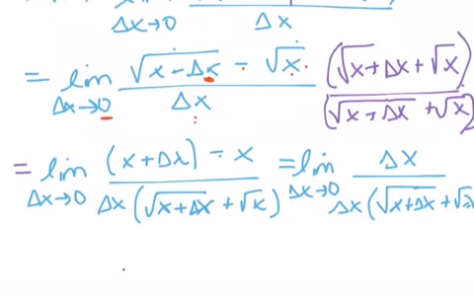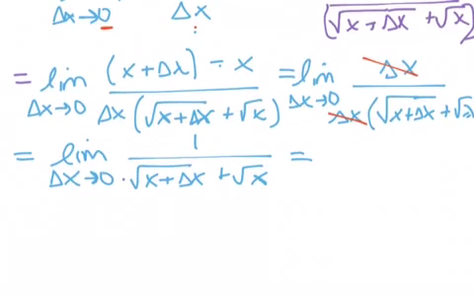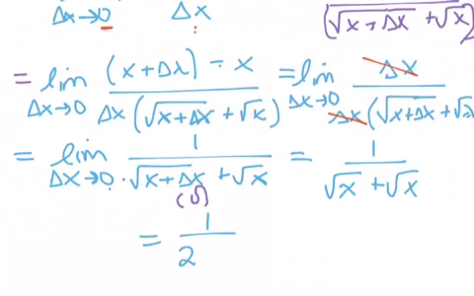Okay, so those cancel. So I'm left with 1 in the top and square root of x plus delta x plus square root of x in the bottom. Now if I plug in 0 for delta x, I have 1 over square root of x plus 0, which is square root of x, plus square root of x. This simplifies down to 1 over 2 square root of x for our derivative.